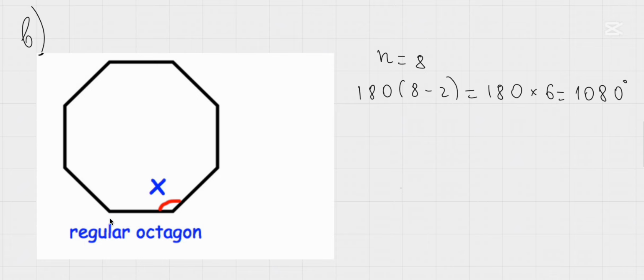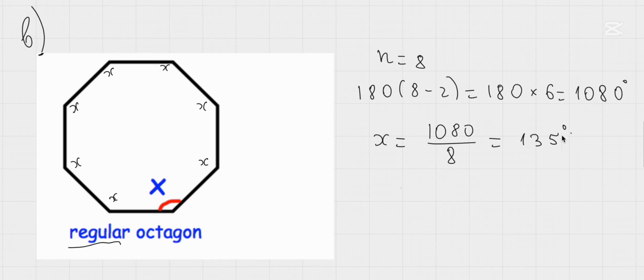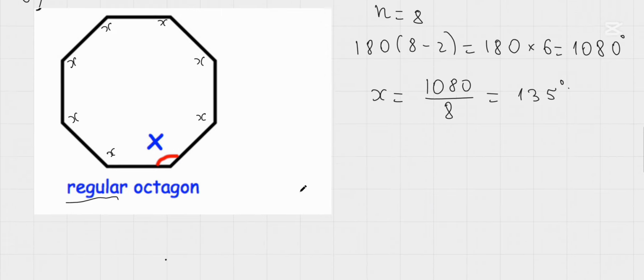Now imagine you have a regular octagon, so all angles here are x's, all of them are equal to x. So you have together 8 x's. You can divide 1080 by 8 to get one of the interior angles, and it will make 135 degrees. So this is about interior angles.